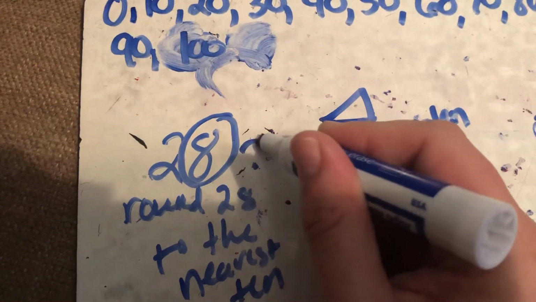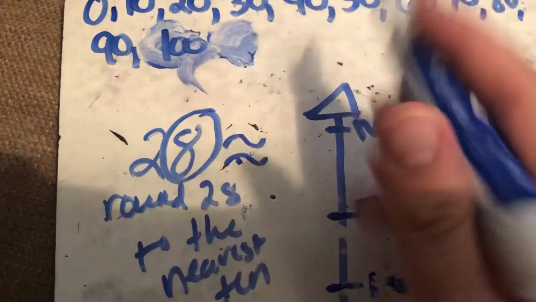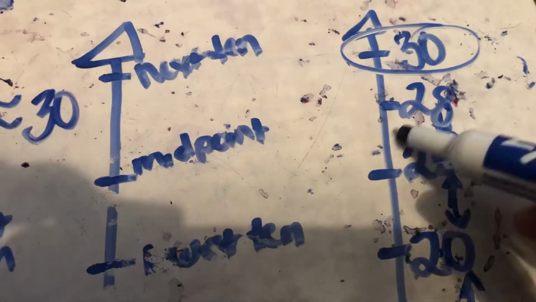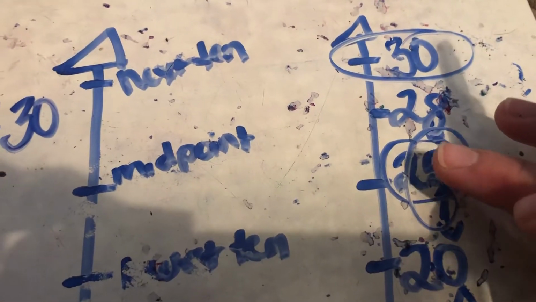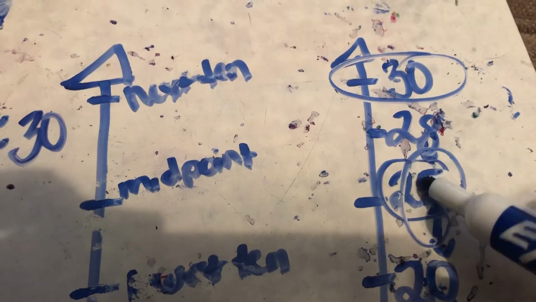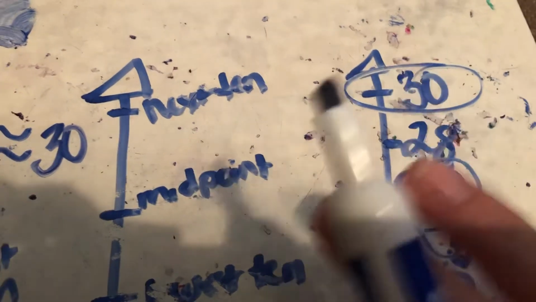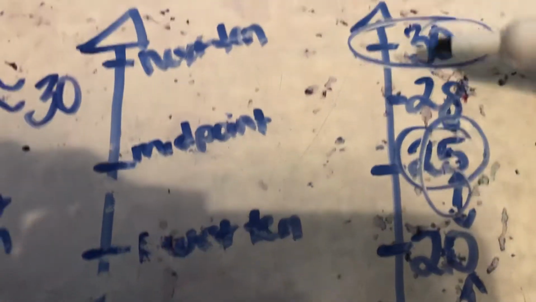Remember how we do this, kiddos? This is the rounding sign, or it means it's about 30. Okay, we don't round it to the midpoint. That midpoint is just basically to tell me, okay, is it above or below the midpoint? You're not rounding it to the midpoint. That's a common mistake a lot of kids make, is, oh, it's closer to 25. We don't round it to the midpoint. We round it to 20 or 30. So we round it to the bottom 10 or the top 10.